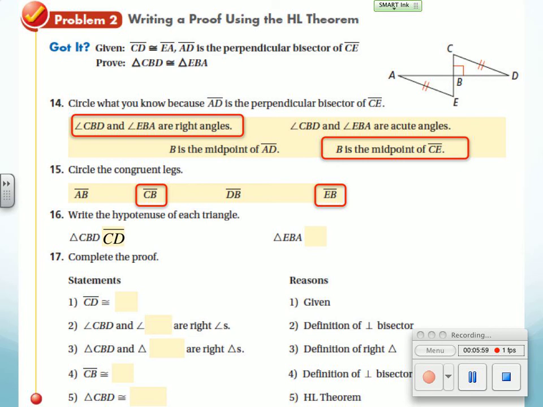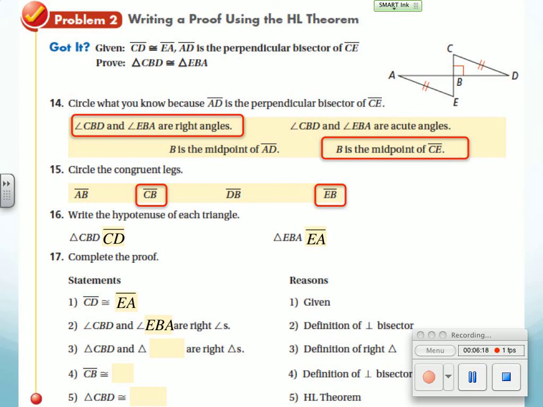In addition, we also know that AB is congruent, or which one's the bisector? Okay, so we know that CB is congruent to EB. All right, I had stated that wrong. Now write the hypotenuse of each triangle. The hypotenuse of CBD is CD, and the hypotenuse of EBA is EA. So let's quickly go through this proof.